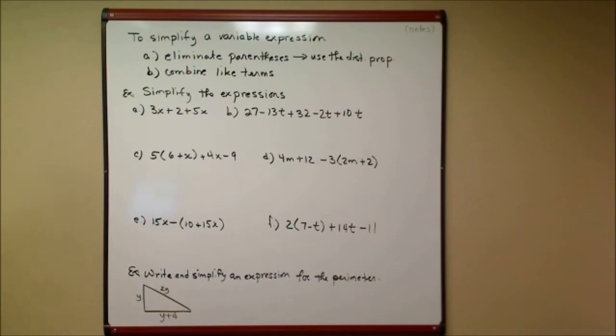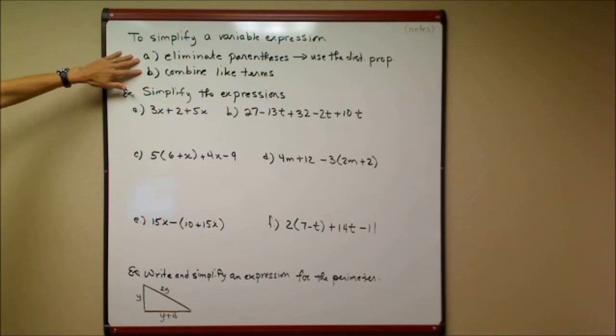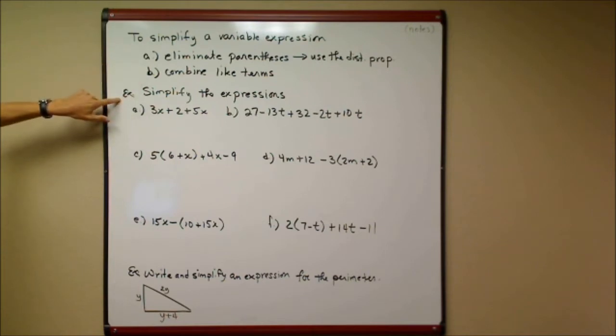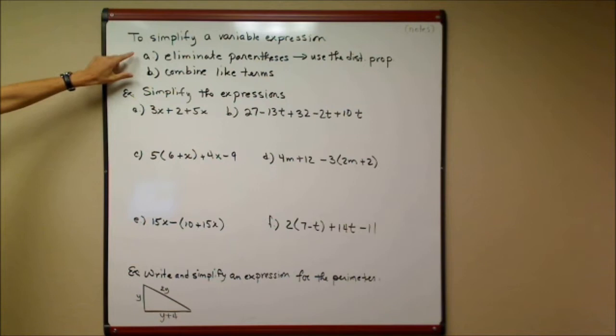All right, now to simplify a variable expression, there are two steps. You eliminate parentheses, and that means you're going to use the distributive property, which we talked about in the previous section. And you're also going to combine like terms, which is what we talked about just a minute ago. So we're going to work some examples that may require just this step, or just this step, or both steps. But we're going to look for this one first, then we're going to do this one.